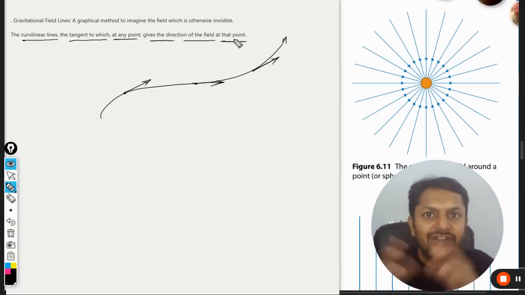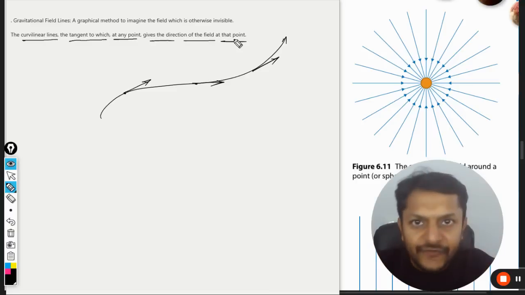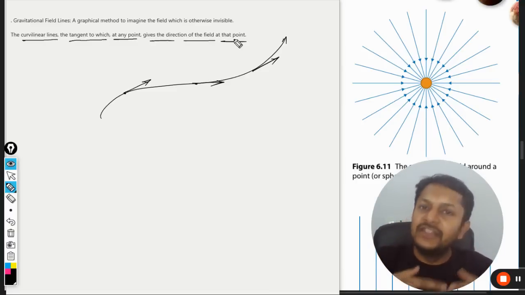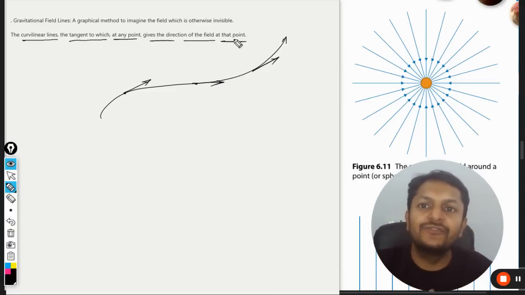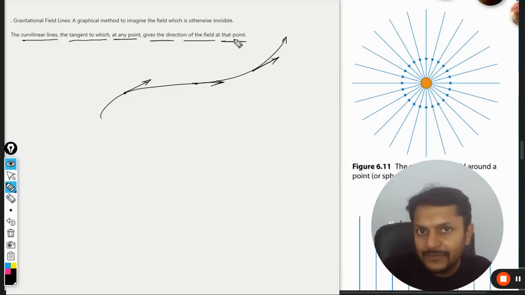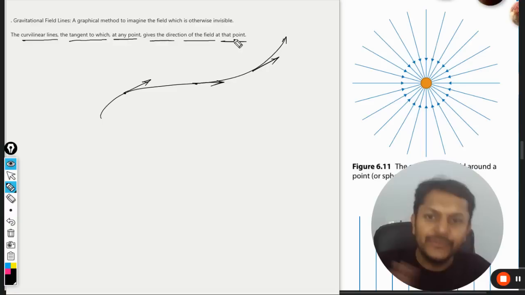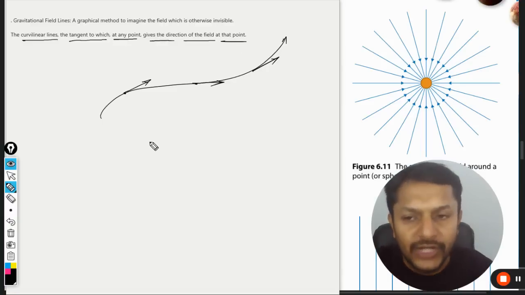So gravitational field lines can be defined as the curvilinear lines, the tangent to which at any point gives you the direction of the gravitational field at that point. It is like that. Okay, so they are shown like this.